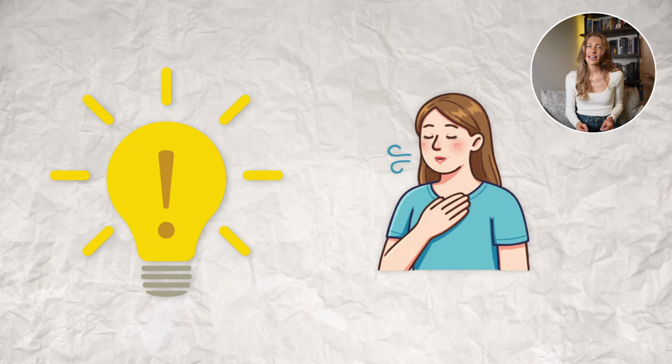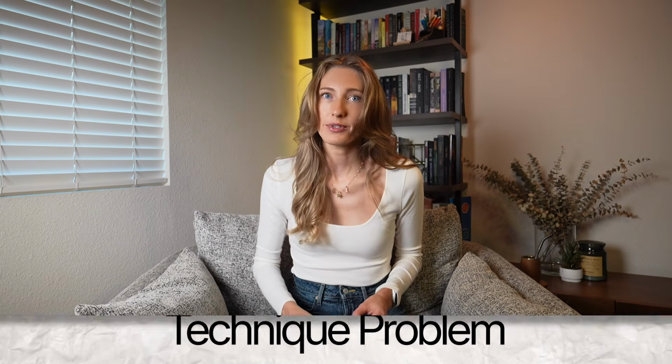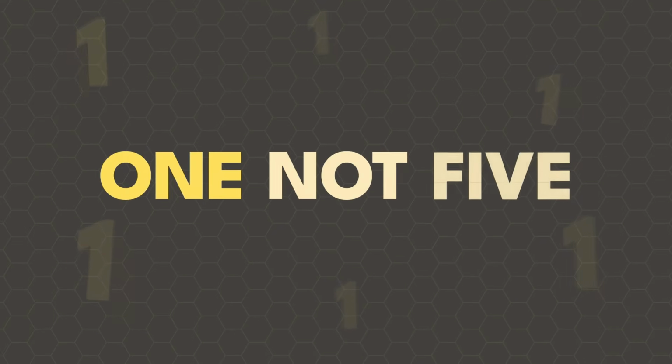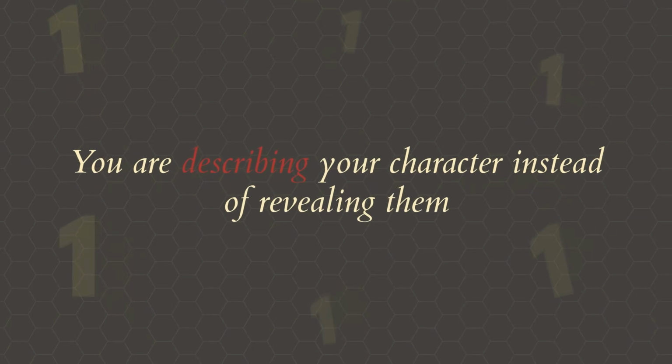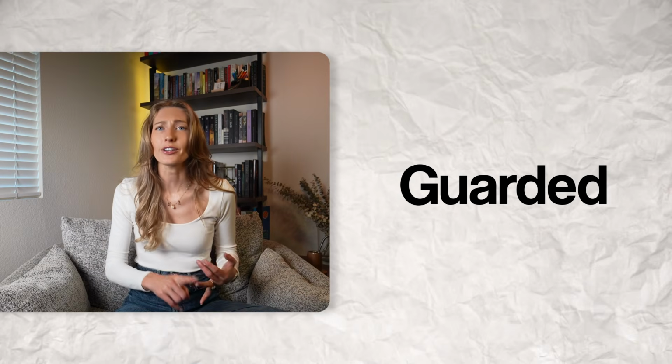Here is the answer, and it is going to take some pressure off. A flat character is not a talent problem. It is a technique problem. And it comes down to one thing. 1, not 5. You are describing your character instead of revealing them. All that beautiful backstory is sitting in your notes, and on the page, you're handing the reader labels. Stubborn, guarded, loyal. A label is not a person.